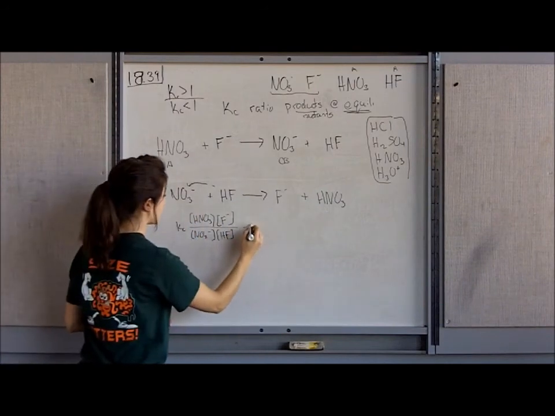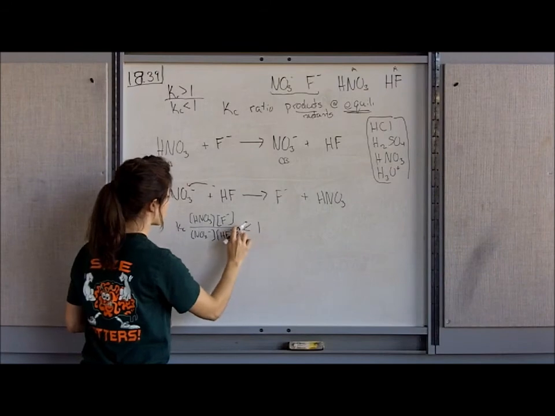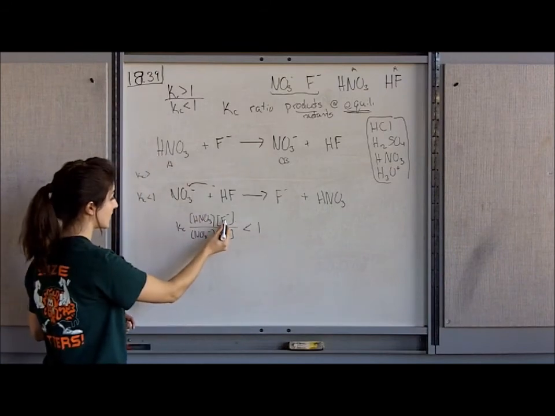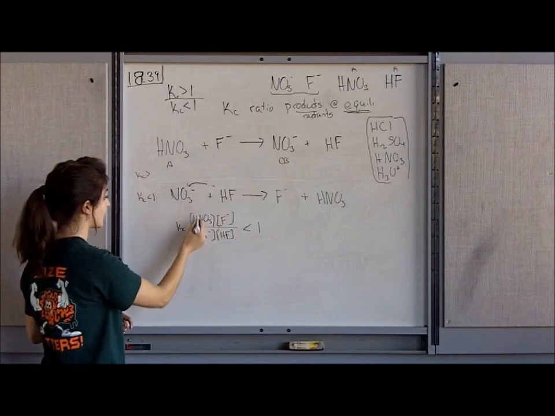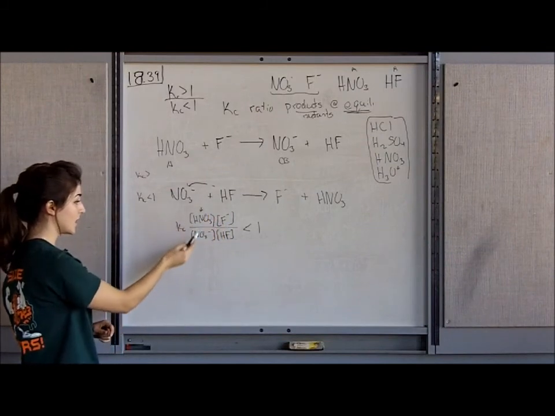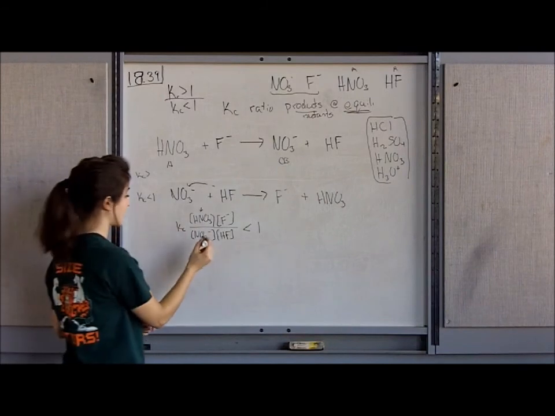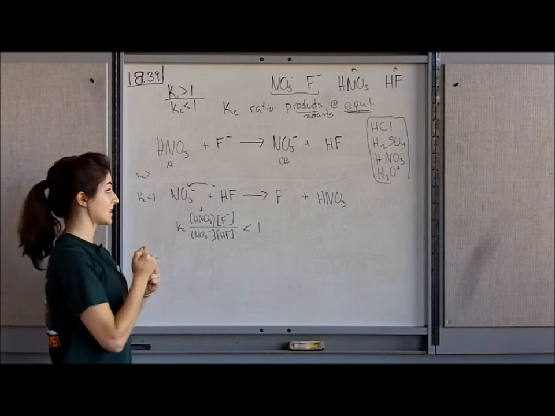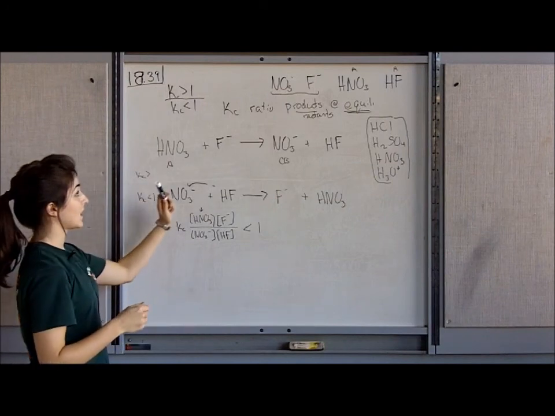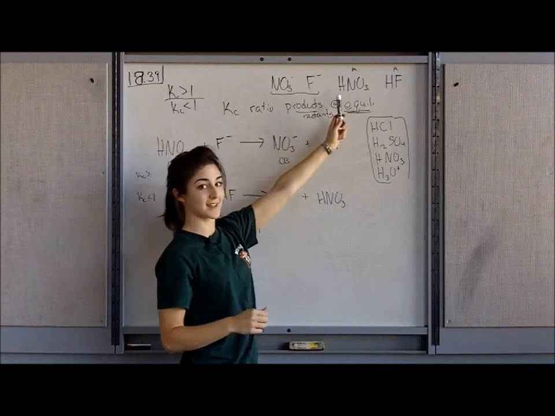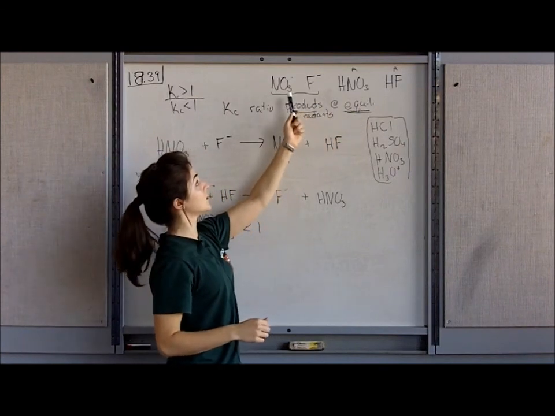This is going to be much smaller than 1 because, as you know, HNO3 is a strong acid. It's going to want to protonate the fluoride ion, so you're not going to have very much of this species. It's going to be very, very small. So you have something very small over something that's much larger, and you're going to have Kc less than 1. The thing you need to learn from this is what Kc means and how to figure out what kind of species you have. What's a strong acid, and what could be used as a base.